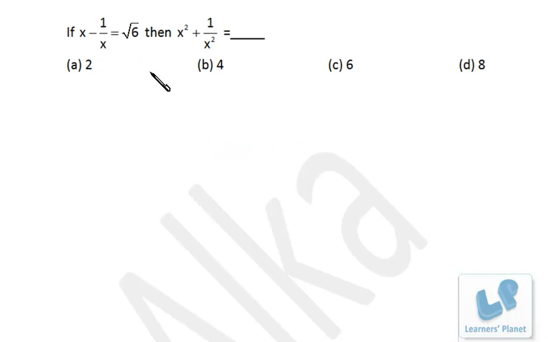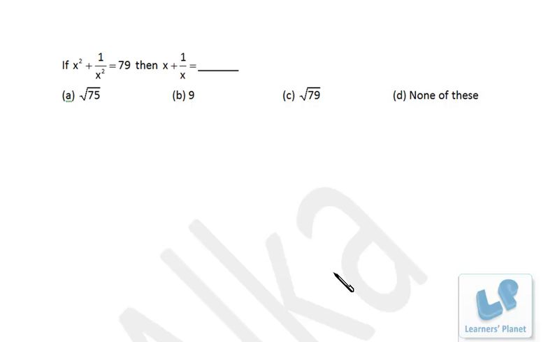Now this one, x minus 1 upon x is given. You need to find x square plus 1 upon x square. Very simple. Square this. So what you'll be getting? x square plus 1 upon x square minus 2 x into 1 upon x. So that will be 2 only, because x and 1 upon x will be cancelled to produce 1, and that's 6. So x square plus 1 upon x square is what? 6 plus 2, 8.